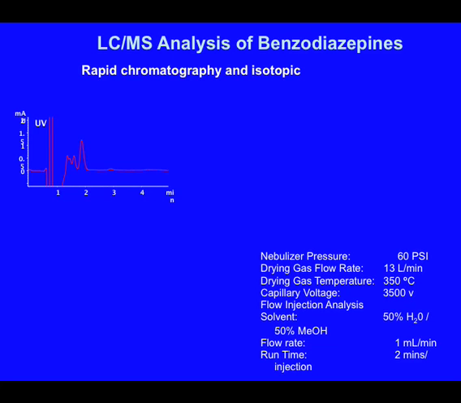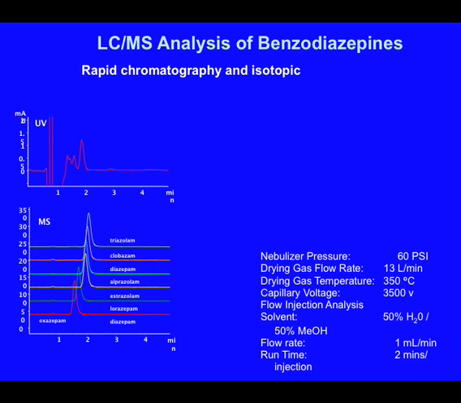Here we have a liquid mass analysis, a rapid analysis for different drugs. We have a list here of all the different types of benzodiazepine that have different chlorines, and we do this analysis.